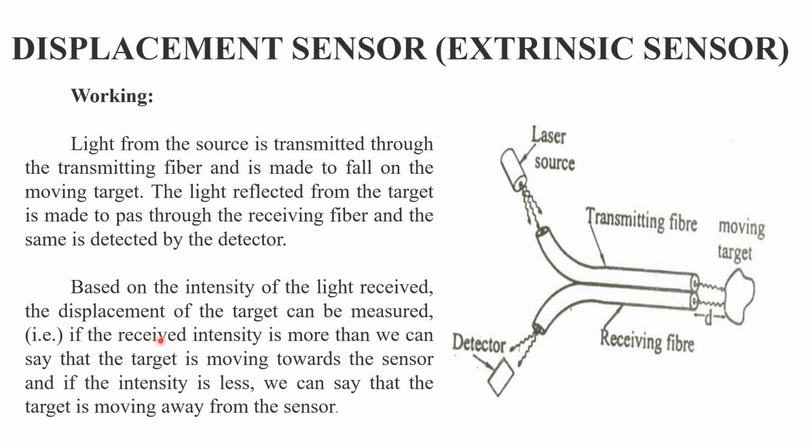That is, if the received intensity is more, then we can say the target is moving towards the sensor. If the intensity is less, then we can say that the target is moving away from the sensor. Suppose the target is moving towards the sensor, then the intensity of light received by the receiver will be more. The same can be detected by the detector. On the other hand, if the moving target is moving away from the fiber, then the intensity received by the receiving fiber will be less. So in this way, the displacement of the target can be measured.